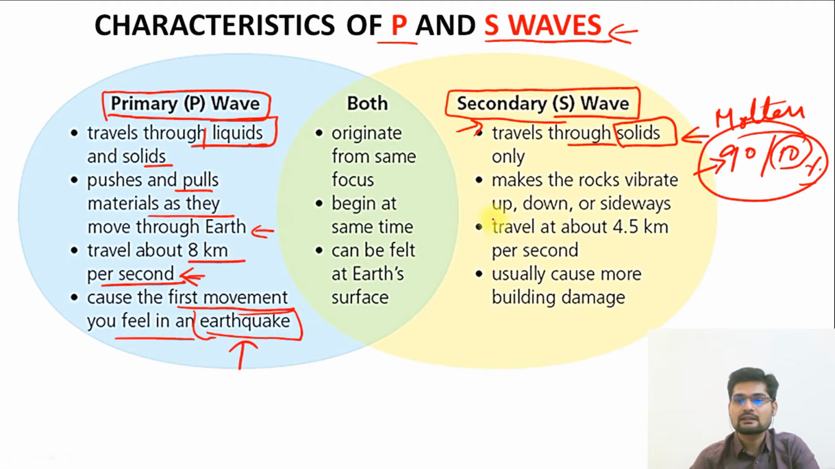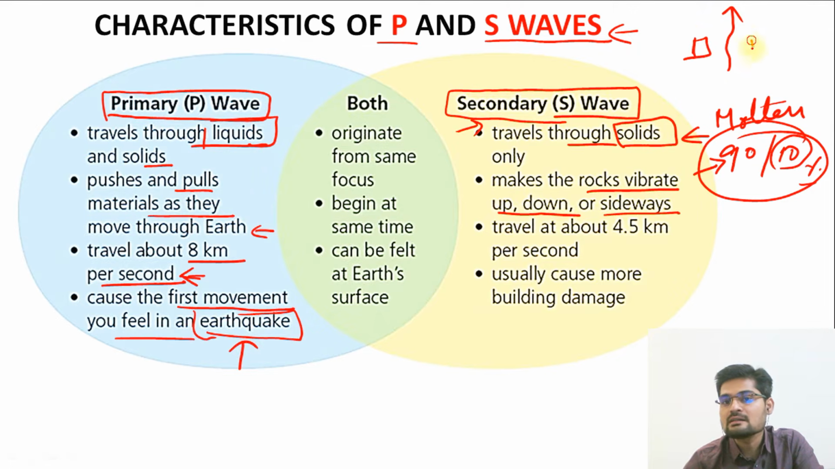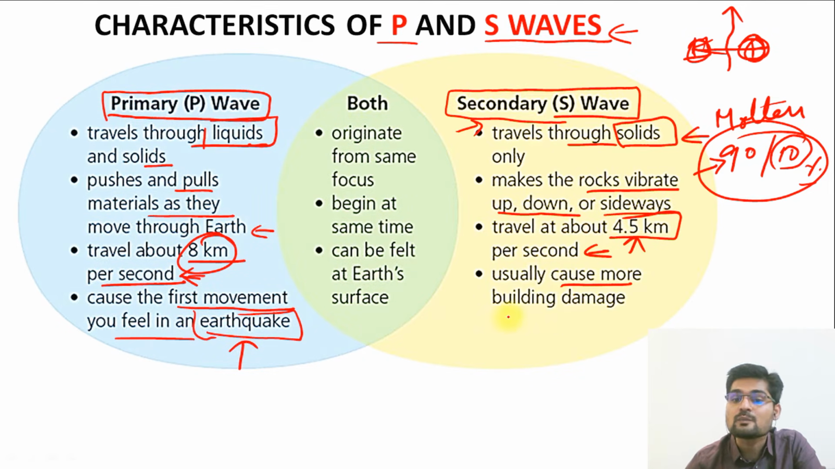That is important. Now, it makes the rocks vibrate up and down or sideways. Basically, if this is the line of propagation, the material perpendicular to this also is moved by this wave. So this is why this wave is also known as a transverse wave. Alright, so it travels about 4.5 kilometers per second. So there is a difference in speed. As you see, it is 8 kilometers, it is 4.5 kilometers, and it usually causes more building damage.